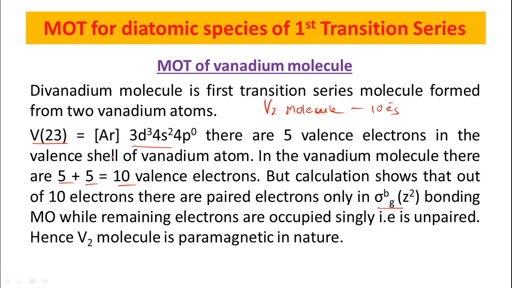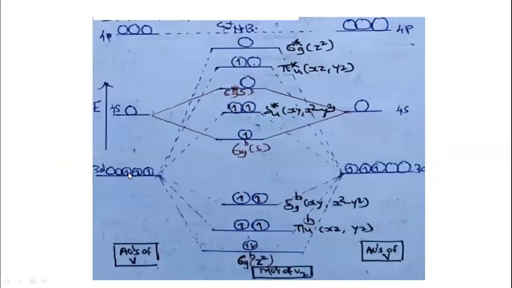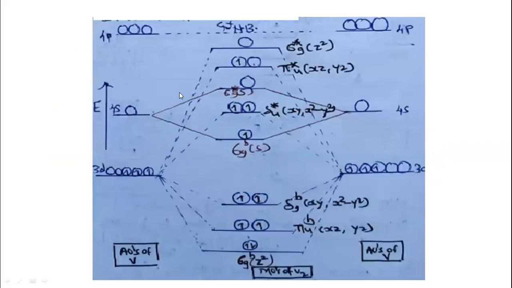So let us see how to draw the MO diagram of this molecule. I would like to show the MO diagram of this molecule. See now here. Atomic orbitals of vanadium: first of all 3d, then 4s, then 4p. In the usual MO diagram also we take 3d first, 4s second and 4p. Similarly for the other vanadium atom, 3d, 4s, 4p. So out of the 3d orbitals, the 5 d orbitals, let us show them here first.